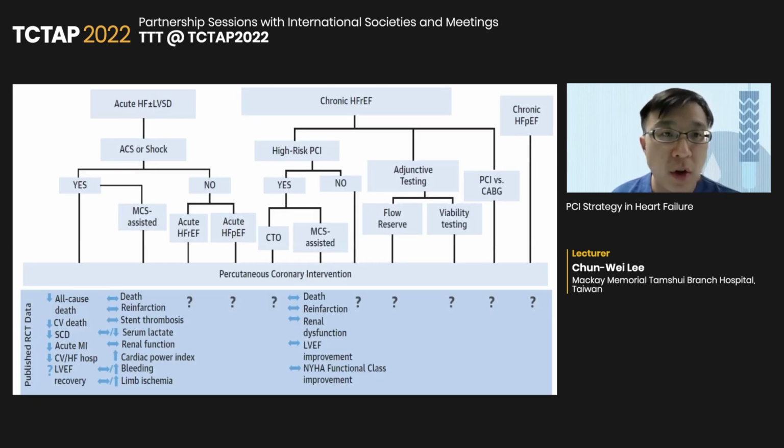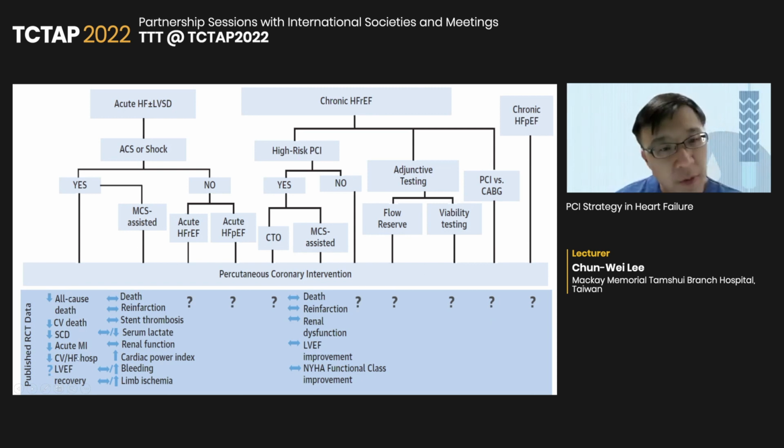This figure shows, on the left-hand side, acute heart failure, which we could further divide by acute coronary syndrome and blood pressure, whether the patient is in shock or not. And on the right-hand side, we could see the chronic heart failure conditions, which have many other separate subgroups. And at the bottom, the figure shows the currently published RCT evidence according to these classifications.